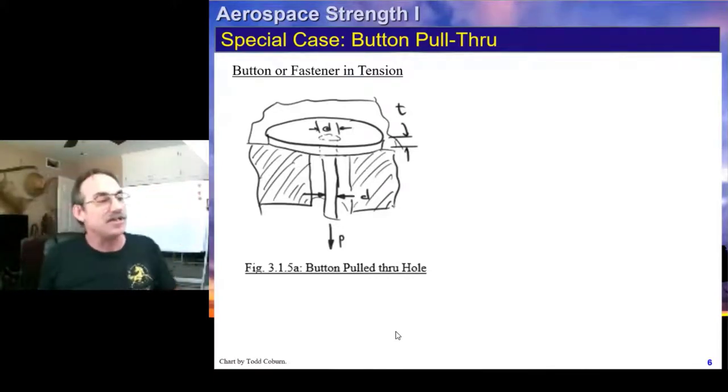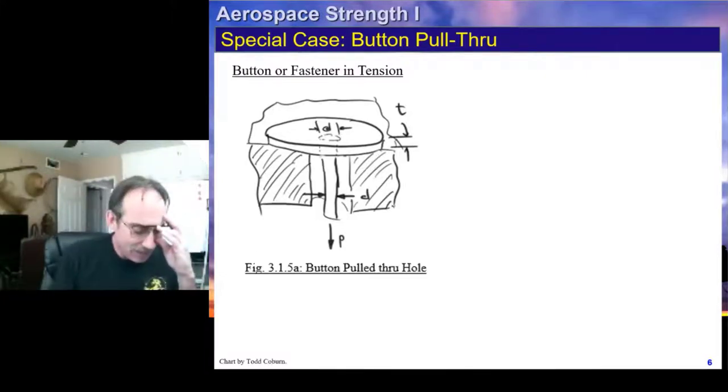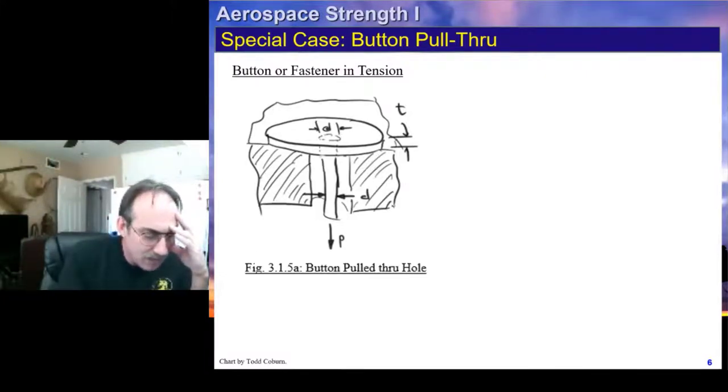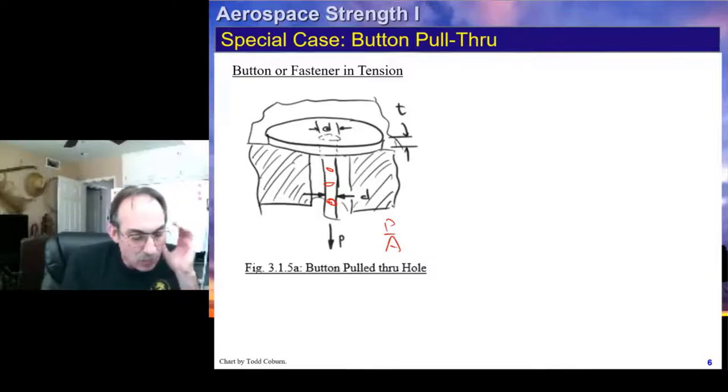The first thing I can do is take this force and divide by the perpendicular area here, P over that area, and that's going to be the axial stress in that part. No matter where I draw a section cut, it's going to be the same stress, P over A, and the A is just pi D over 2 squared, right?